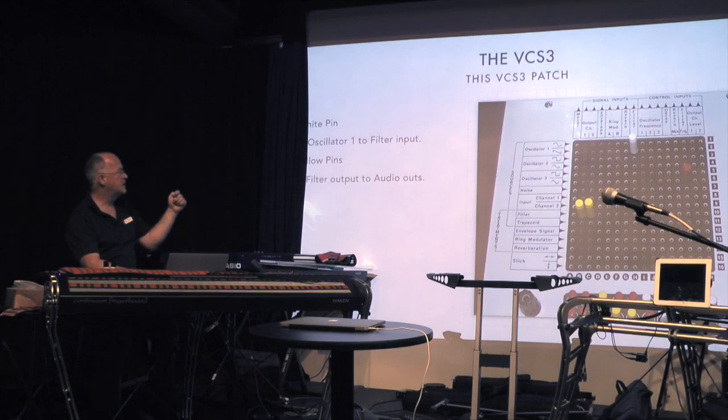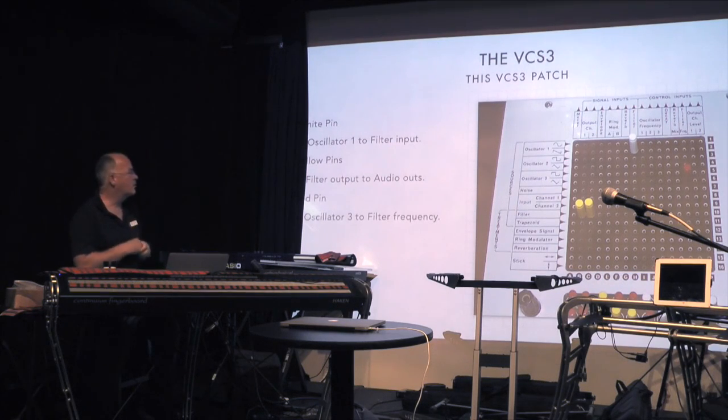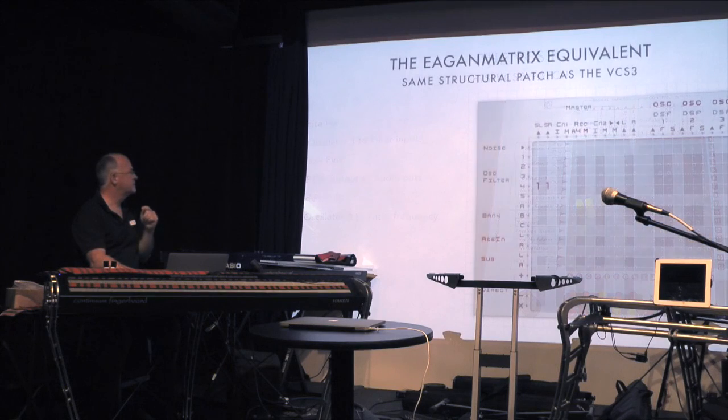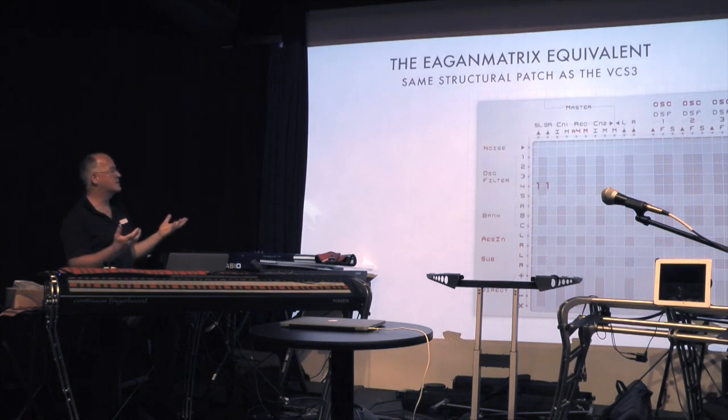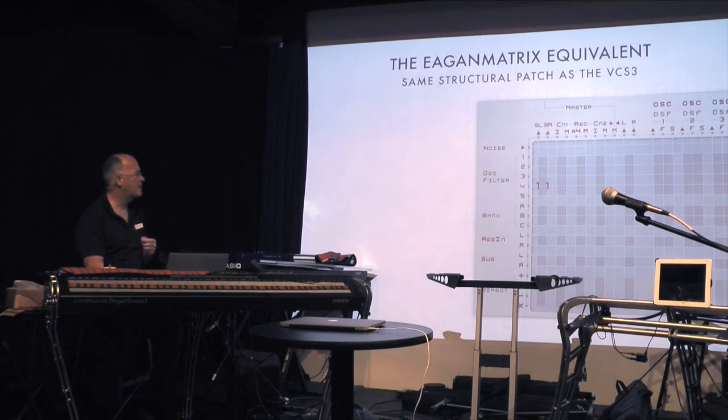The yellow pins, it's taking the filter output and feeding it into the output channels. And then in this red pin, what we're going to do is modulate the frequency of the filter with the square wave from oscillator 3, which is typically a low frequency oscillator. So in EaganMatrix, here's the same structure. Not the same sound, but.